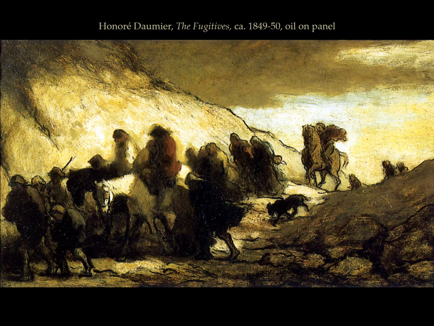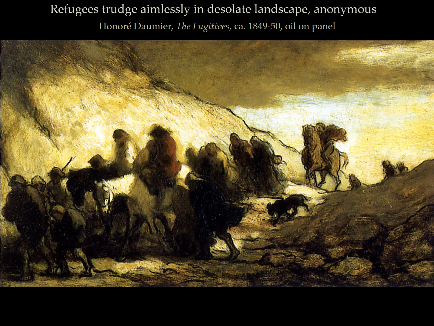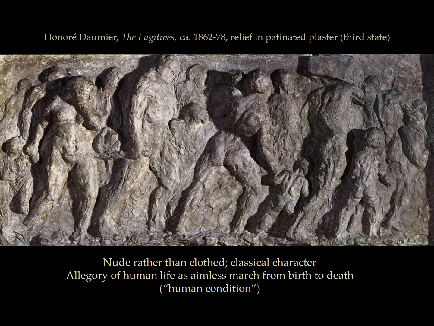So showcasing that this was a period of refugees, we can see The Fugitives here by Daumier of 1849 to 50, where refugees trudge aimlessly in a desolate landscape. They are anonymous, faceless, but they all go about the Elckerlijc, the everyman's journey through life. Here we have another example of that in sculpture, where they're shown nude rather than clothed. The classical character here showcases them as an allegory of human life as we march aimlessly from birth to death. So this is, in Daumier's estimation, the human condition.